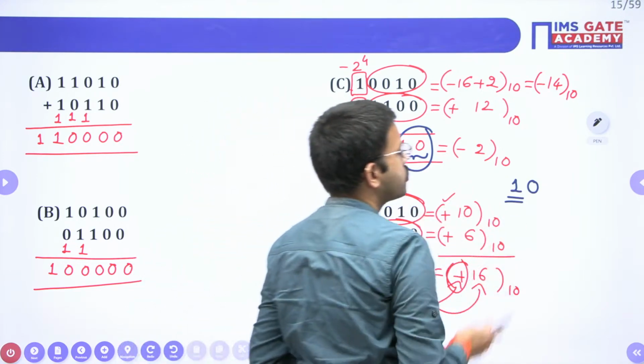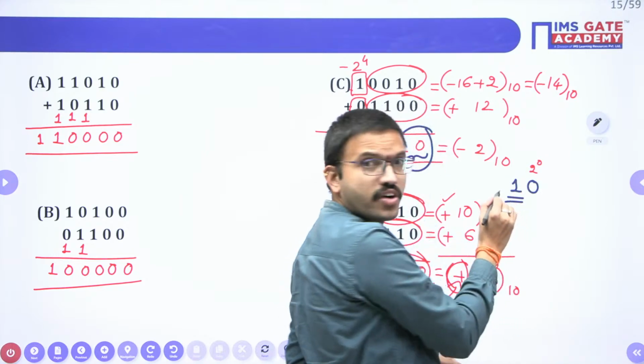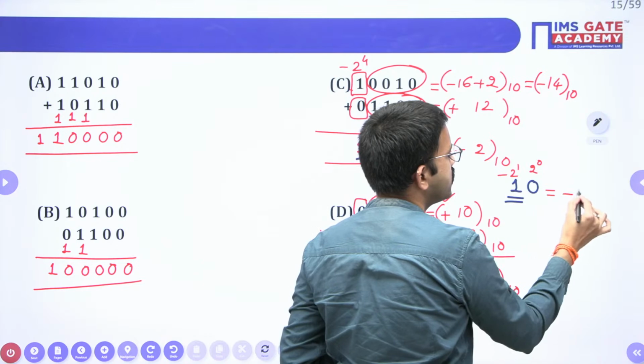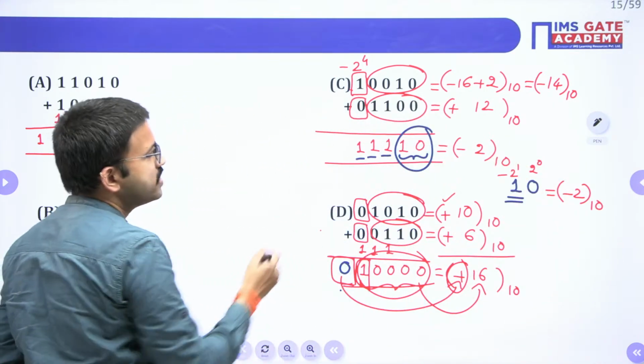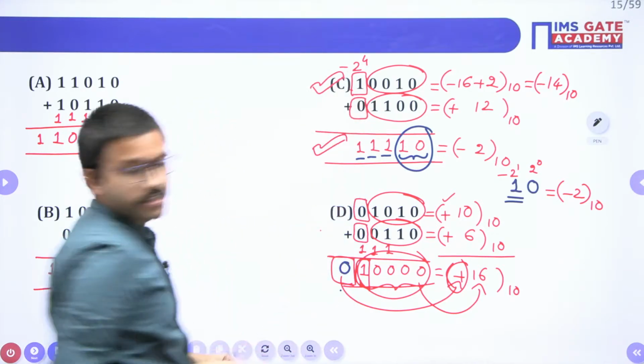So when you consider 1 and 0, the position weights are 2 power 0. Here the sign bit is 1, that means the corresponding position weight is minus. So minus 2 power 1 is nothing but minus 2. So that means this is correct. Option C, whatever they have given, that is correct.